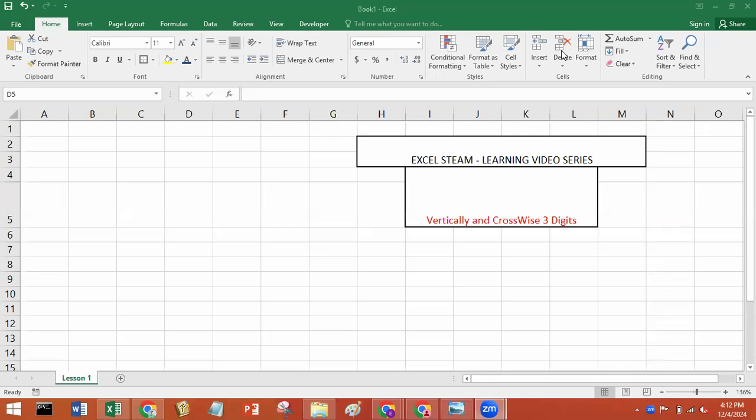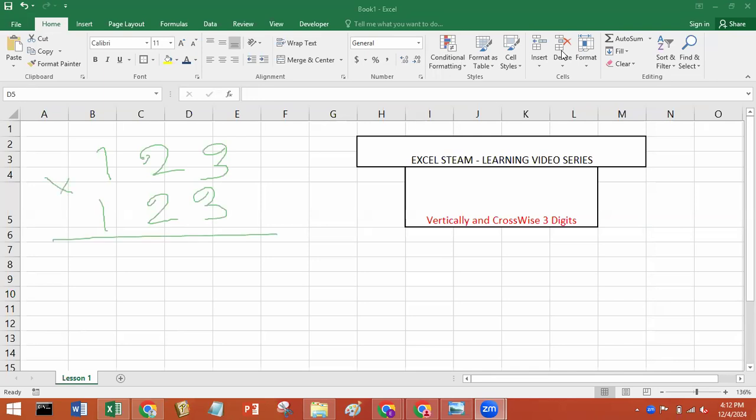Hello. In this video, we are going to look into vertically and crosswise multiplication of three-digit numbers, building progressively upon the two-digit multiplication, when you have the multiplier and the multiplicand with three digits. So let's take some examples. For example, 1, 2, 3 and 1, 2, 3. In other words, it's 1, 2, 3 squared. Let's see what the answer is.